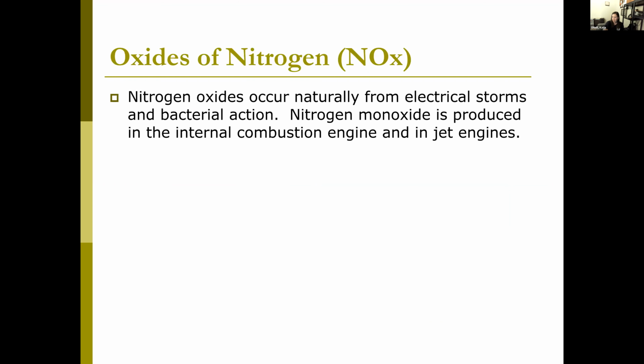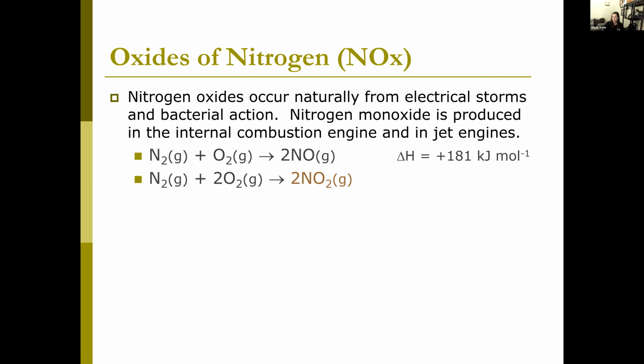All right, so they can occur naturally from the electrical storms or the biological process, and it can also be produced for internal combustion engines. And I don't know why they specifically mentioned jet engines. Even your car engine is going to do this. So it's a pretty endothermic process, which is why it said at high temperatures earlier. And if you have more oxygen available, sometimes you can also form nitrogen dioxide. And I don't have the exact enthalpy for that. It's still at high temperatures.